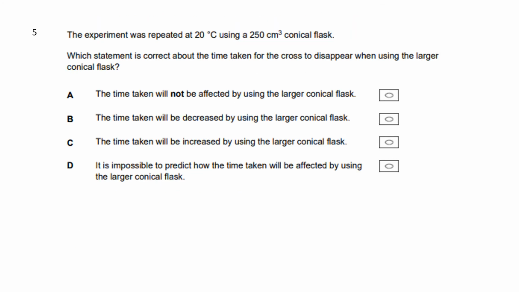Let's just talk about the same experiment. If the experiment was repeated at 20 degrees using 250, how's that different to before? Before they were using 100 centimeter cubed? Okay, so imagine we've gone from one like that where it'd be quite full to one that's like this, and it's more spread out. That's going to affect how quickly you see the cross. There's more precipitate on top of itself here that blurs out the cross more quickly. Okay, so the time taken would actually be increased because the precipitate is spread out, so you need a lot more of it to blur out the cross underneath that you're trying to view.